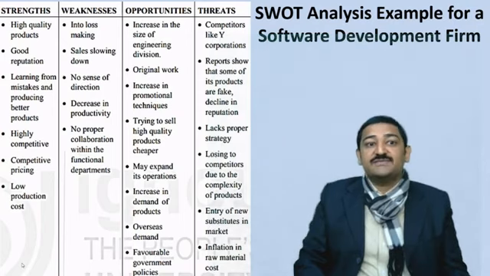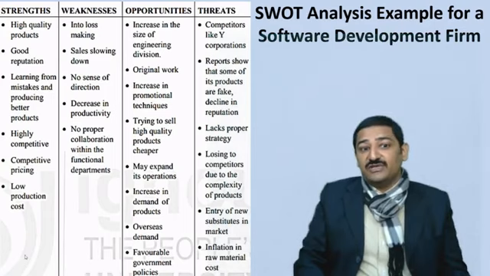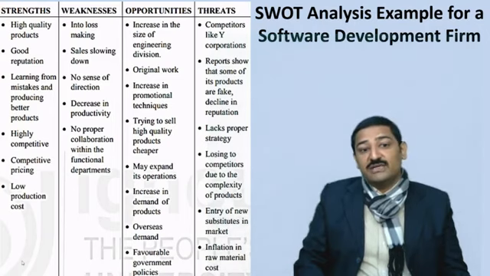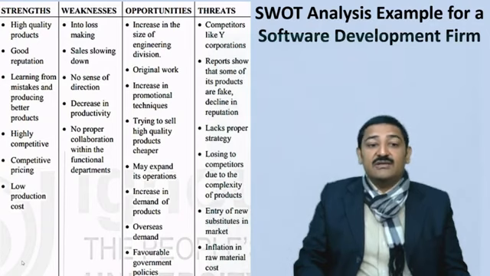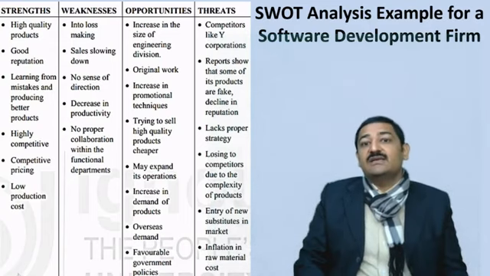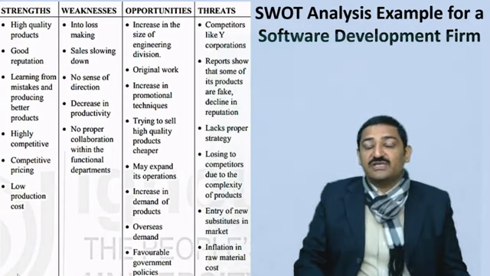So in the case of opportunities, first is increase in the size of the engineering division. Second is original work. Third, increase in promotional techniques. Fourth, trying to sell high quality products cheaper. The next opportunity is that the firm may expand its operations. Next opportunity is increase in demand of products, like that. Similarly, if we refer to some of the common threats the firm is facing, then competitors like other firms, other corporations, software industries or software firms could be a major threat. The other threat could be reports show that some of its products are fake, decline in reputation. The third type of threat could be lack of a proper strategy.